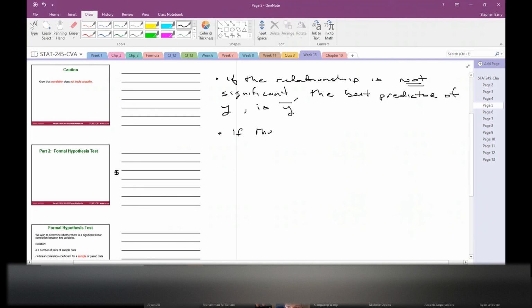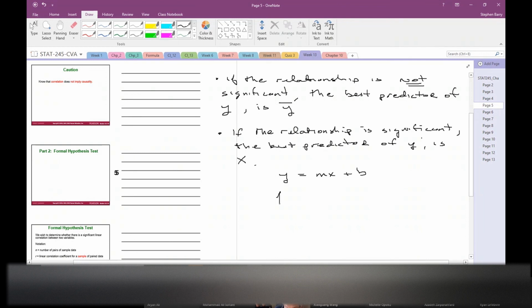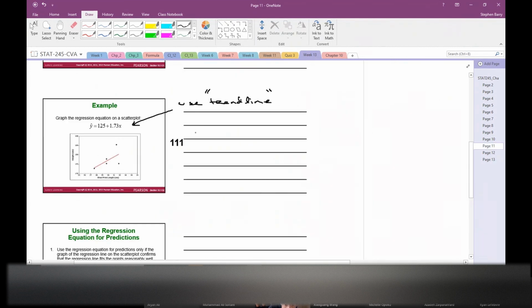If the relationship is significant, the best predictor of Y is X. Of course it's X, right? Because that's what we're looking for. Y is a function of X in that case. So you would just plug in. Now, let's say it is significant. So if it is significant, you just say, all right, so Y equals 1.73. That's the slope of the line.